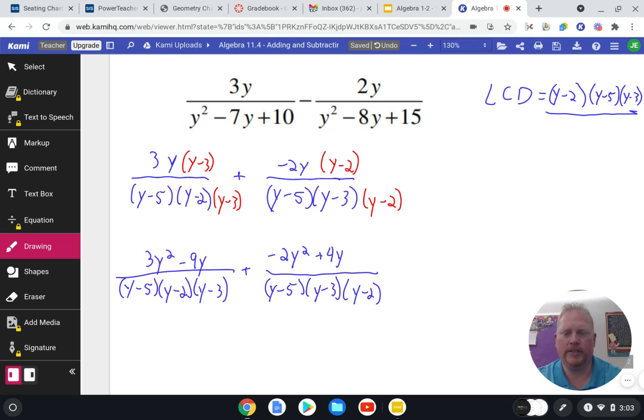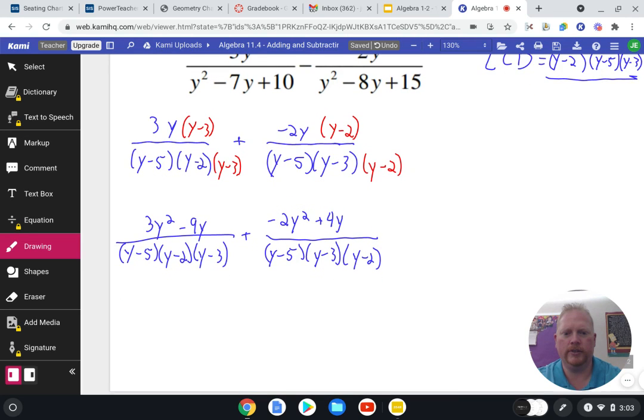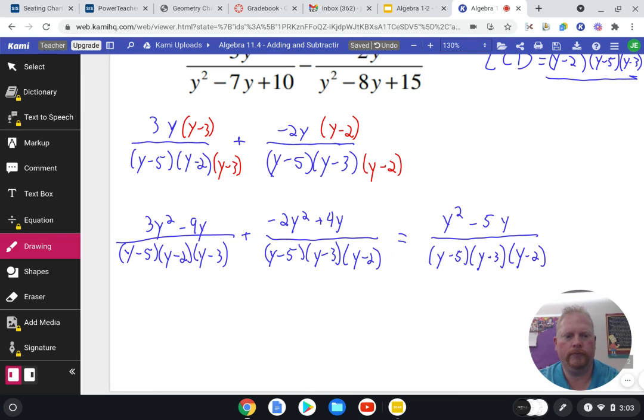All right, let's go ahead and combine our numerators. So a 3y squared and a negative 2y squared makes just a positive 1y squared. Negative 9y plus 4y makes a negative 5y over y minus 5 times y minus 3 times y minus 2. Okay? So there we go. We got everything all in one fraction. So we're good to go on that.